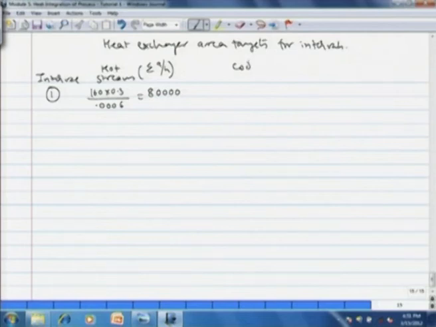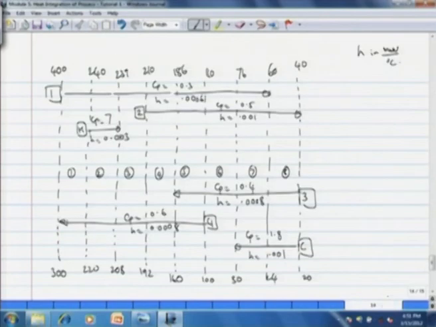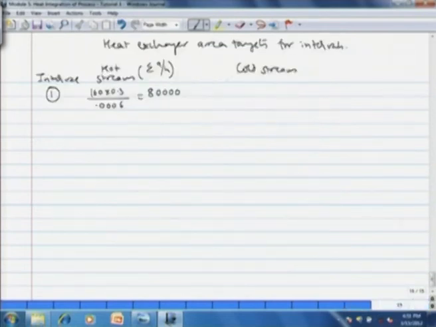Cold streams we have in the first interval only the 4th stream. Okay, number 4 stream. It goes from 220 to 300, so 80 degrees difference, Cp value of 0.6. So that we note here 80 into 0.6 and its H is 800 watt per meter square per degree centigrade or 0.008. So this is 60,000 summation Q by H, and then delta T Lm.